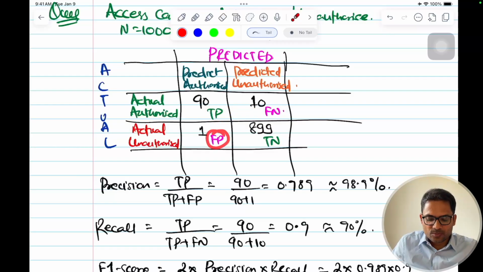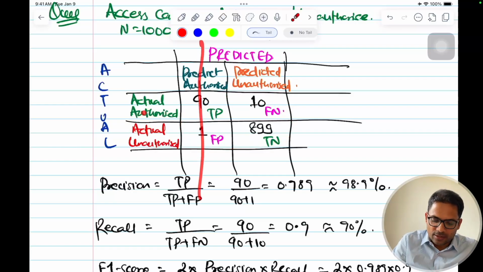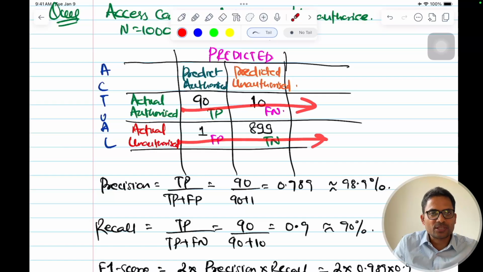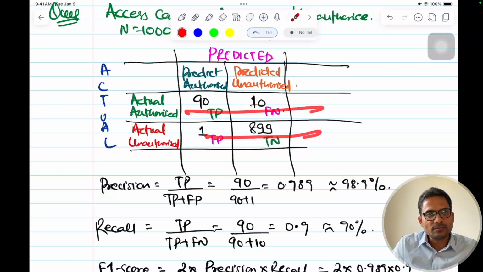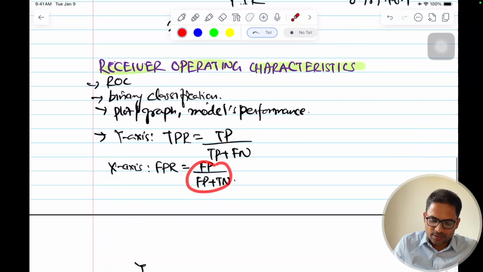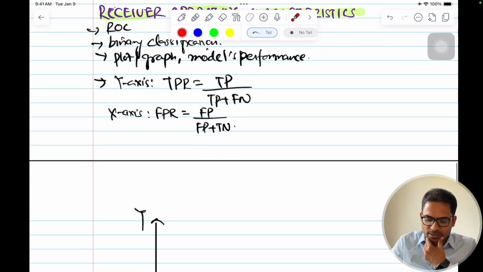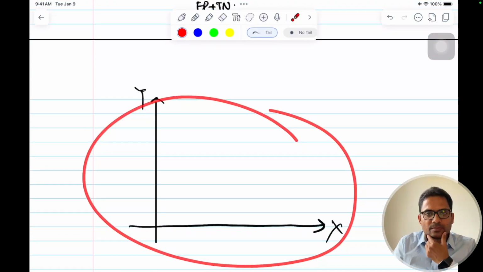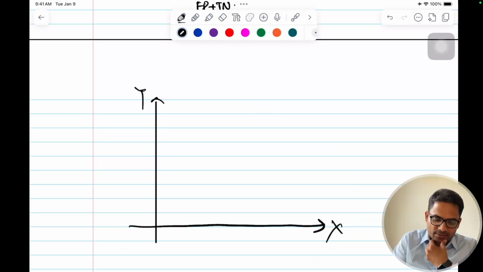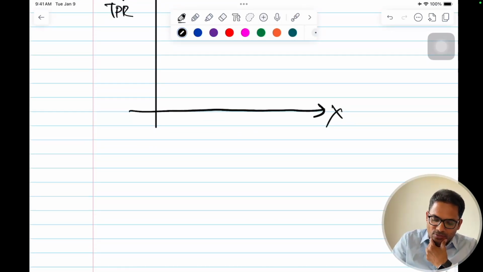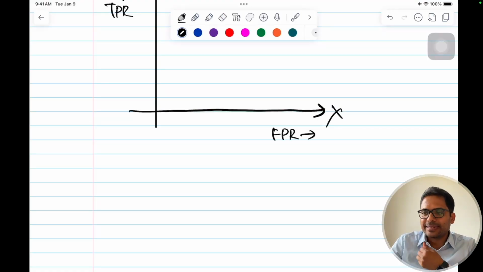False positive on the numerator and the sum of these two. So if you plot these graphs clearly, you will have precision here, recall here, and the true positive rate here and the false positive rate here. So we have these values and we plot this on the x and y axis. Here we have true positive rate and this side we have false positive rate on the x axis.